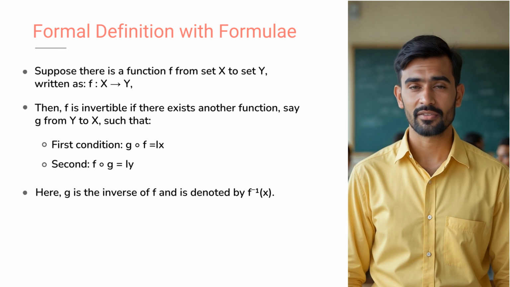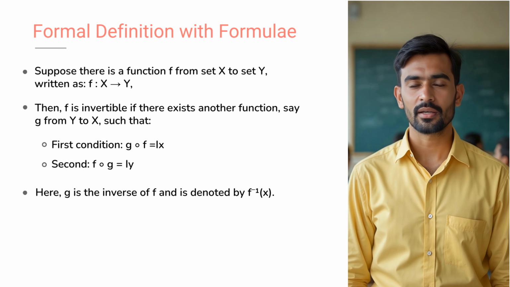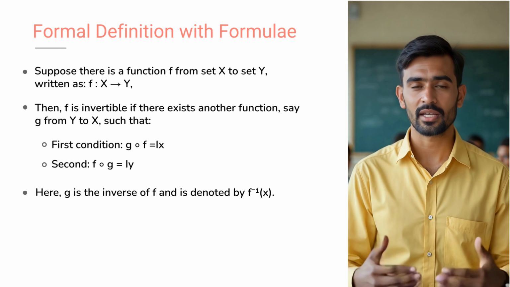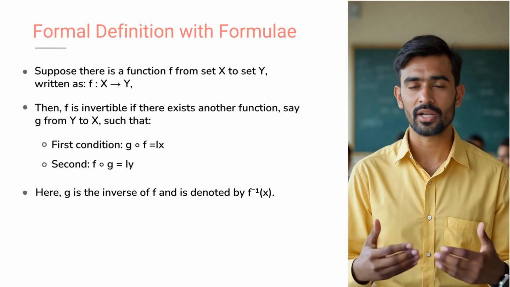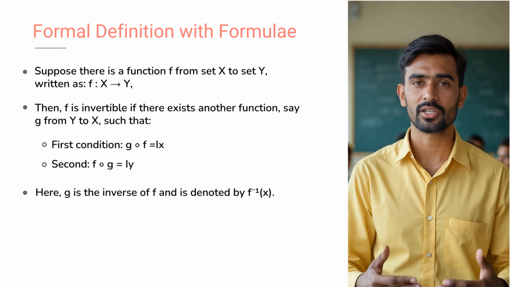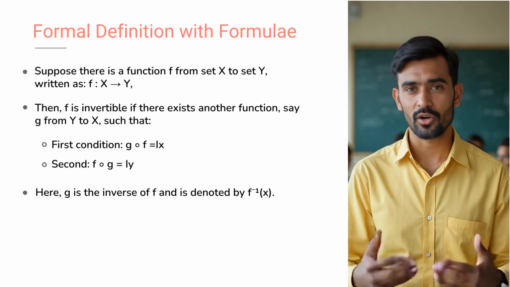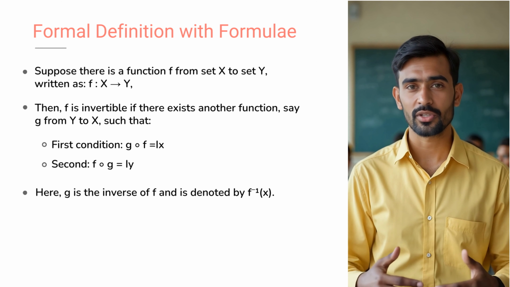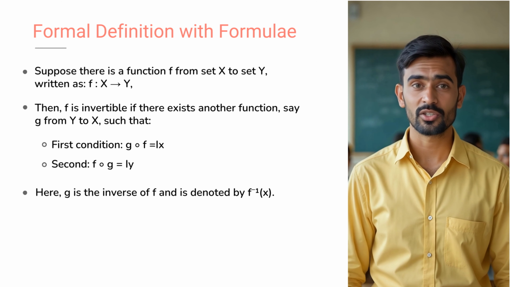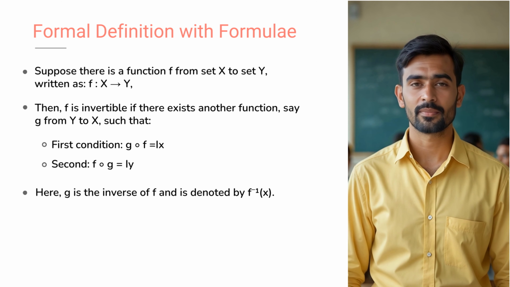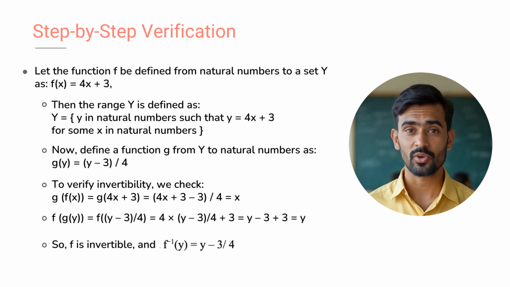First condition, if there exists another function, say g, from Y back to X. This means g composed with f equals the identity function on X. Second condition, f composed with g equals the identity function on Y. If both conditions are true, then g is called the inverse of f, and we write it as f inverse of x. Let's take an example to understand invertibility in action.